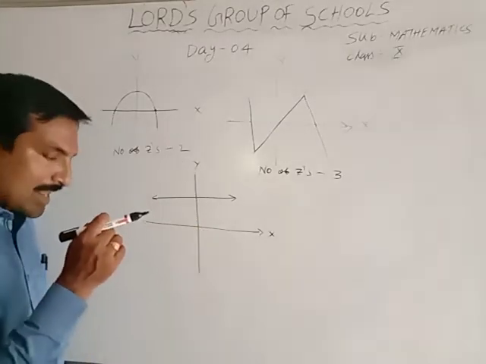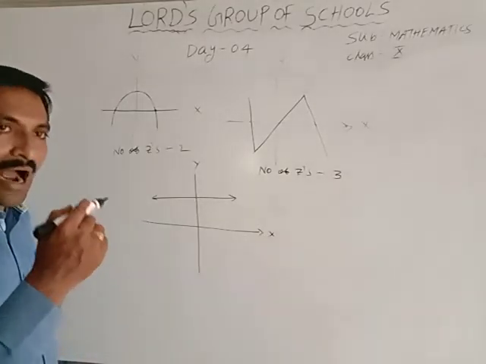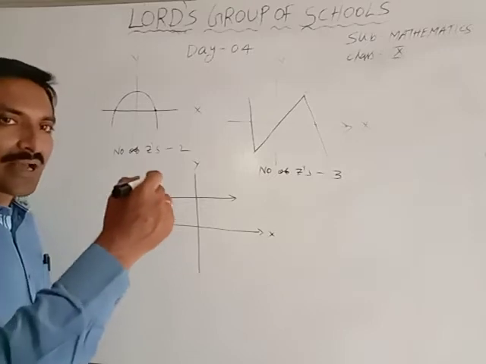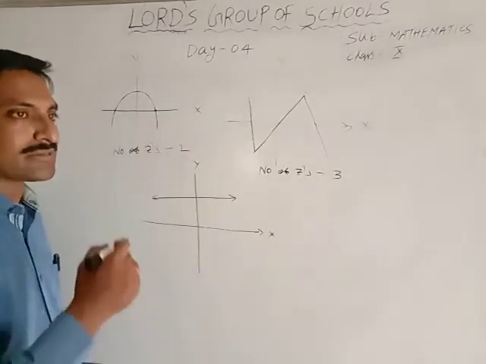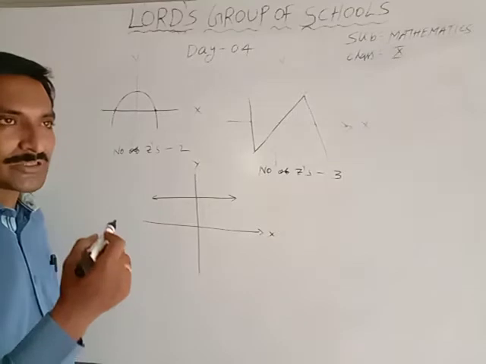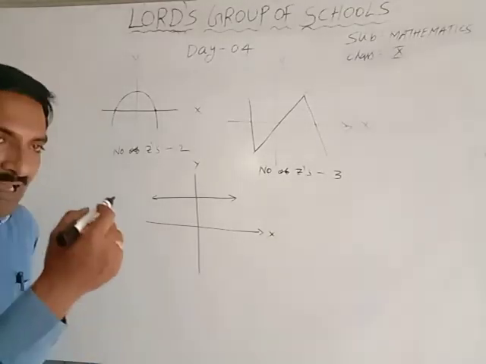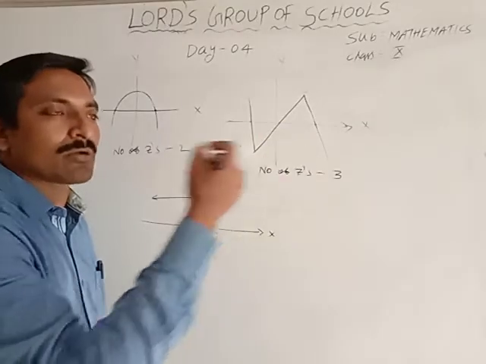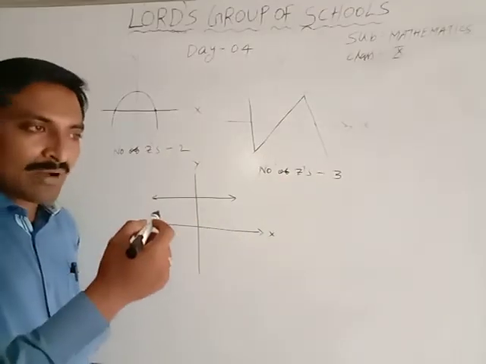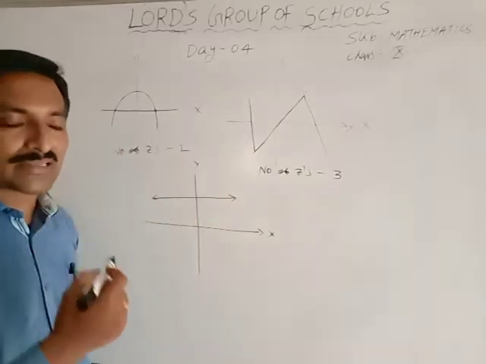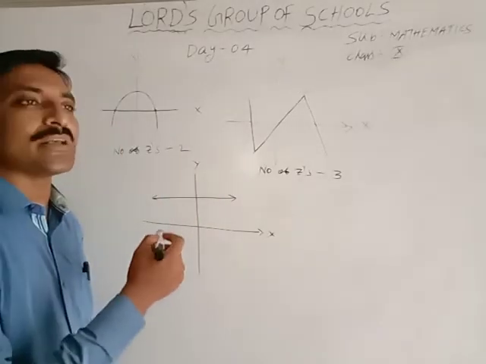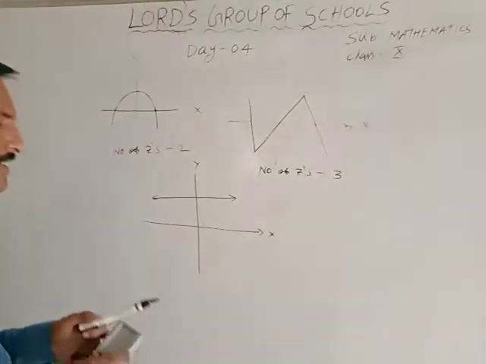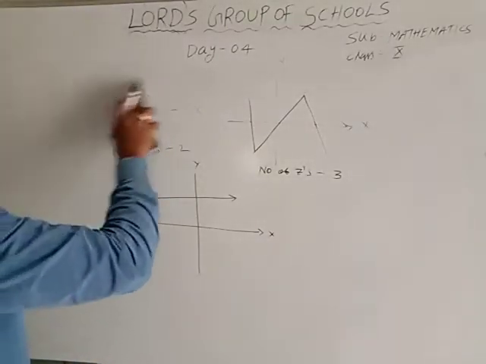We have to take any graph sheet. What you have to draw: the curve must intersect the x-axis, and that only acts as the zeros. How many times it intersects the x-axis, that many zeros are present in that particular graph. If the curve or line does not intersect the x-axis, then there are no zeros. Next comes the cubic polynomial.